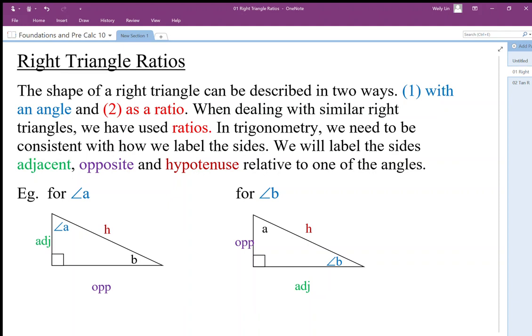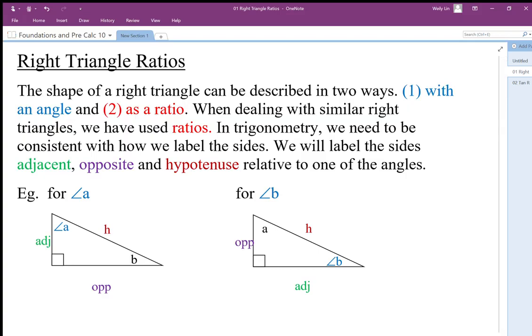We're going to look at trigonometry. This unit of trigonometry really is based on right triangle ratios. So the first thing that we need to make sure we understand is two different ways to describe the shape of a right triangle. It can be described with an angle. So for example, I can say we have a 40-degree right triangle.